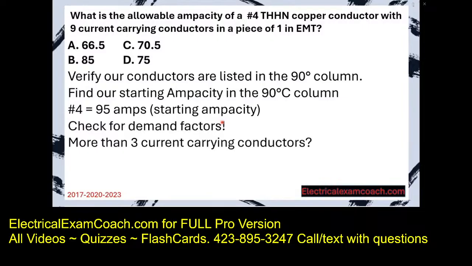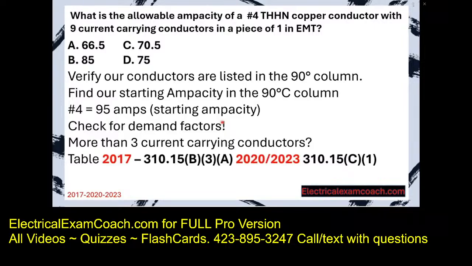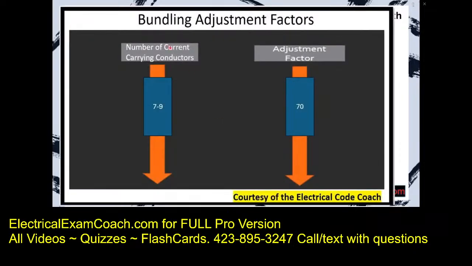Now, we must check for demand factors. Are there more than 3 current carrying conductors? There are, so we must apply the demand factor. We're going to head to either table depending on what code cycle you're in. It is our bundling adjustment factor table. When we get there, we're going to start on the left-hand side. We come down and find our number of current carrying conductors. Then we cross over and find our demand factor. Now we can get to work.